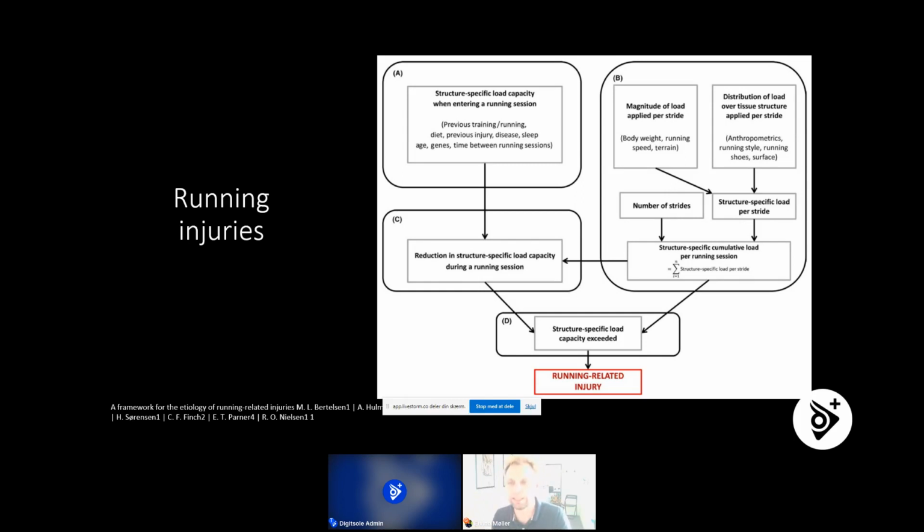Very schematically set up. Of course, it's fluent from stride to stride, but in general, and as a mean value, we can put into this structure specific load per stride. And then multiplied by the number of strides, we have this influence that if we have a reduction in our structure specific load capacity in the session, we can have an overload or an excession of our capacity to the structure specific load. And that can relate into a possible running related injury.